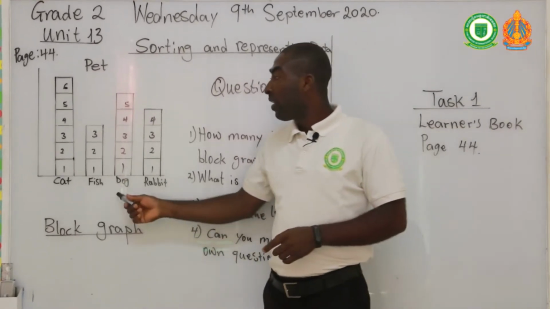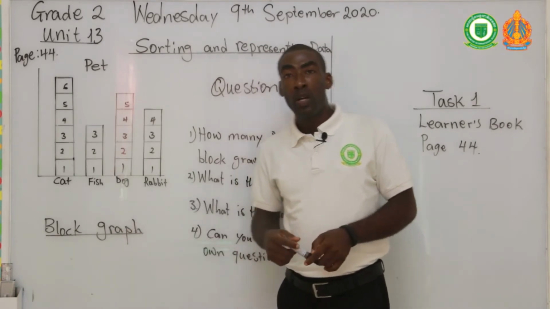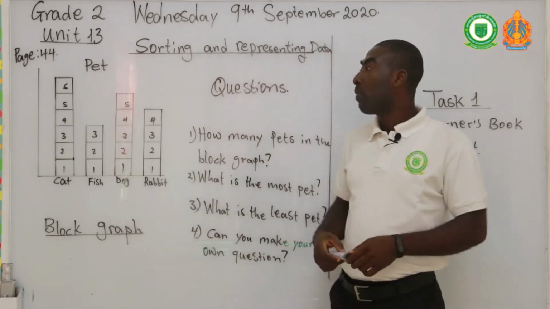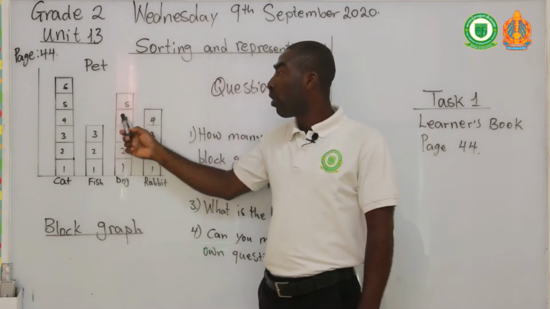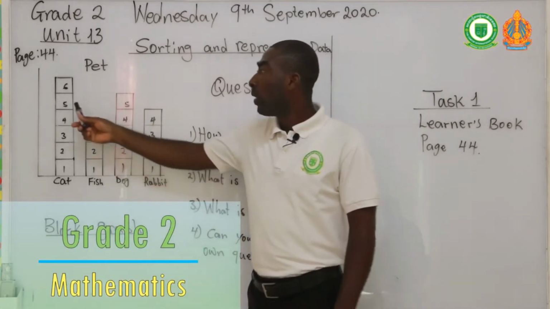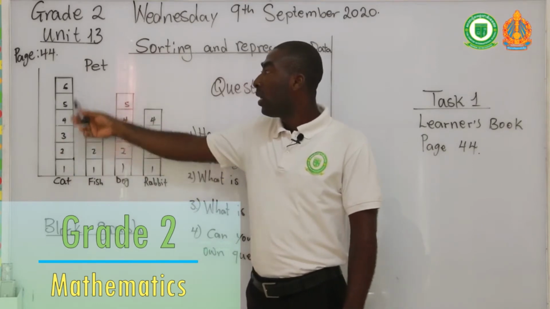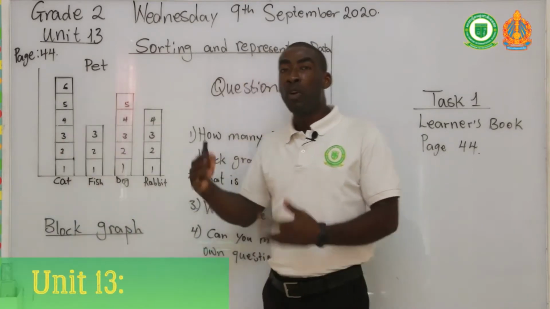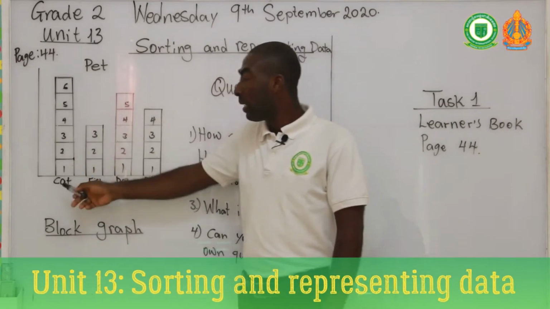So we have a graph here. The graph is called a block graph. That means we are using pieces of blocks to build the data that we have. That is why we have them in numbers. So each row shows you the number of blocks that were used to build it, okay?